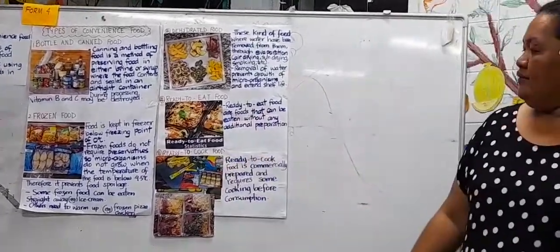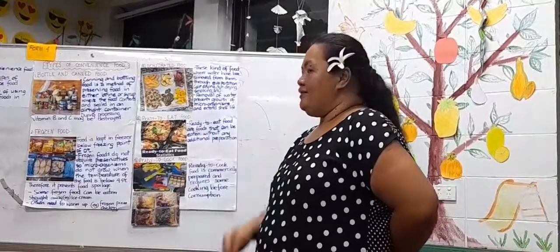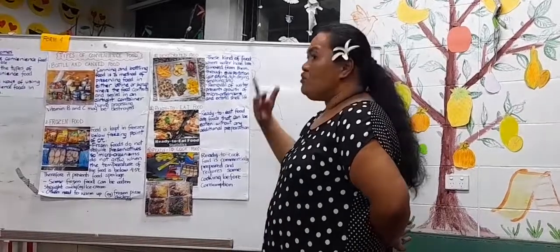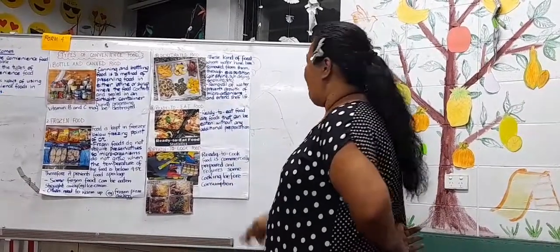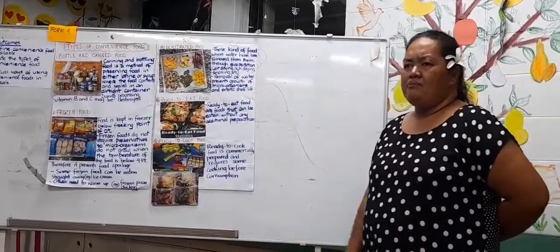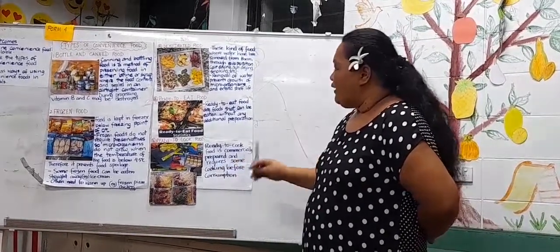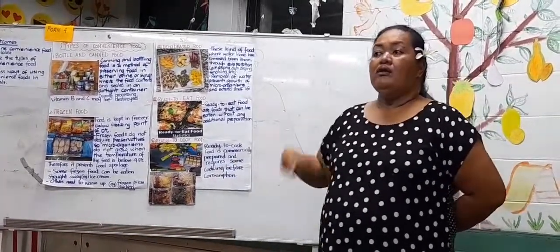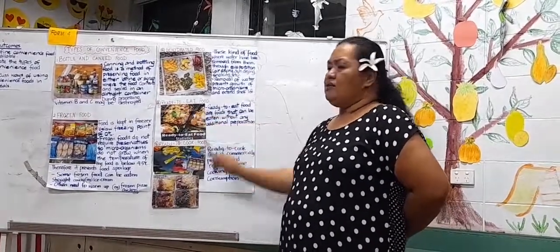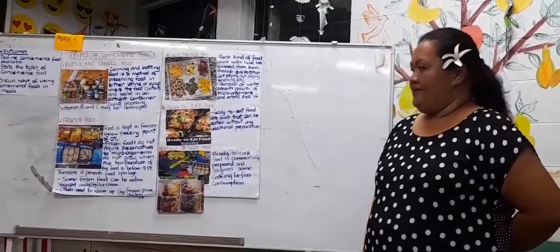And the last one, ready to cook food. Okay, yes, noodles, sausage, you have to cook them first before you eat. Ready to cook food is commercially prepared, already prepared by the manufacturer or factories, and then require some cooking before consumption. You can't eat straight away like the ready to eat food. You need to cook them first.